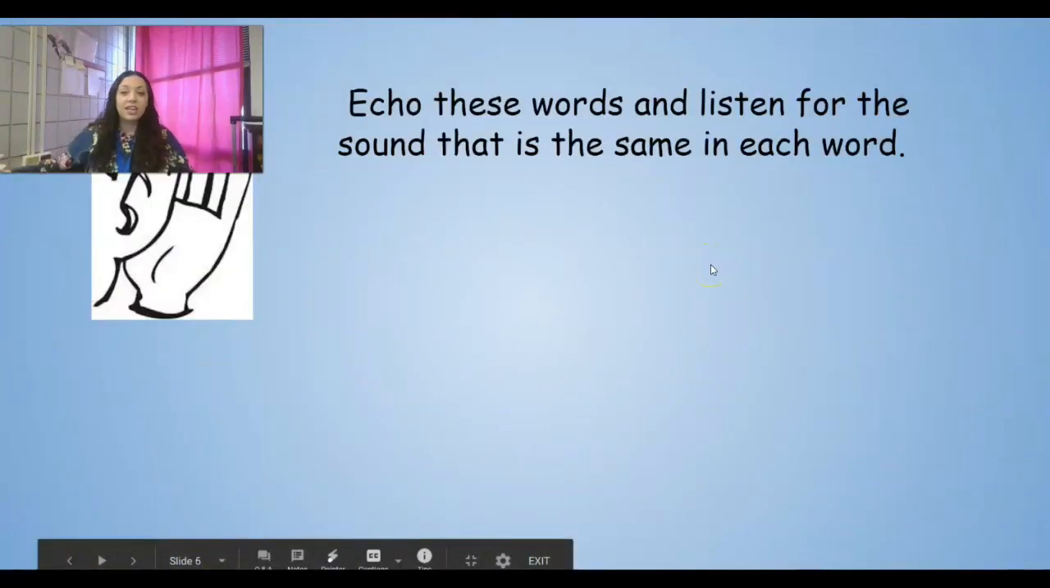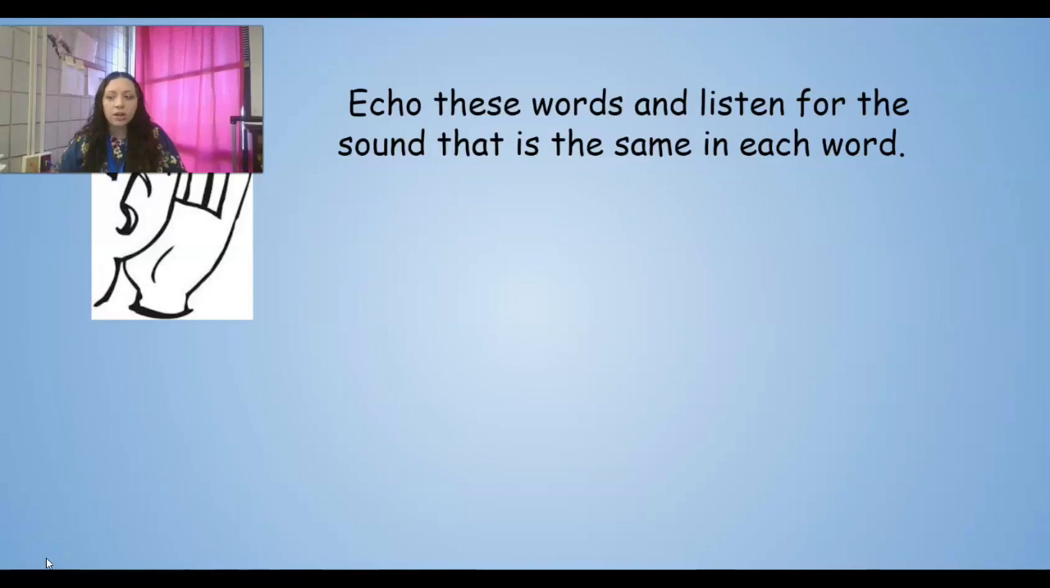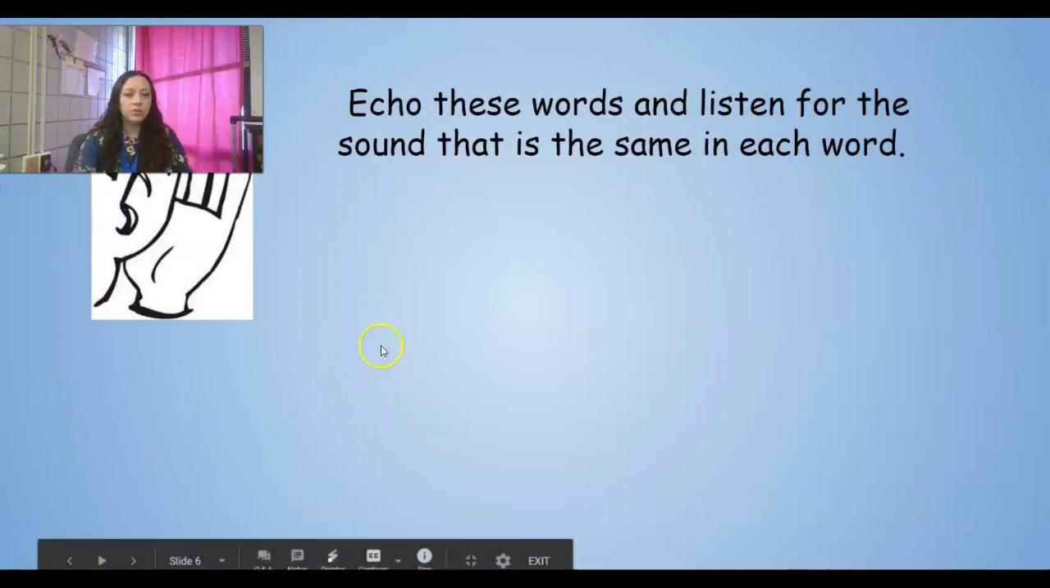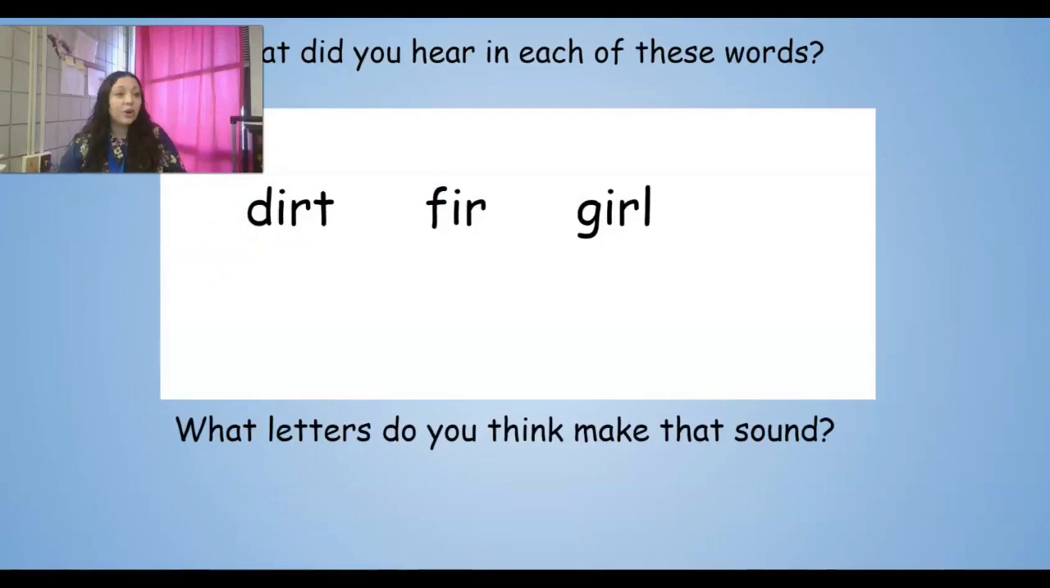All right, so you are going to listen to the word that I say and echo the sound that's the same in each word. Dirt, fur, girl. What do you hear? Dirt, girl. What's the sound that you hear? That's right, you heard the sound again. What do you think in these words made that sound? Dirt, girl.